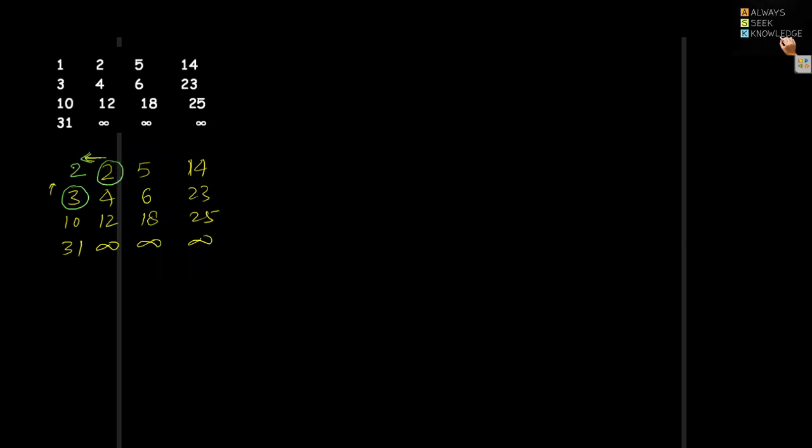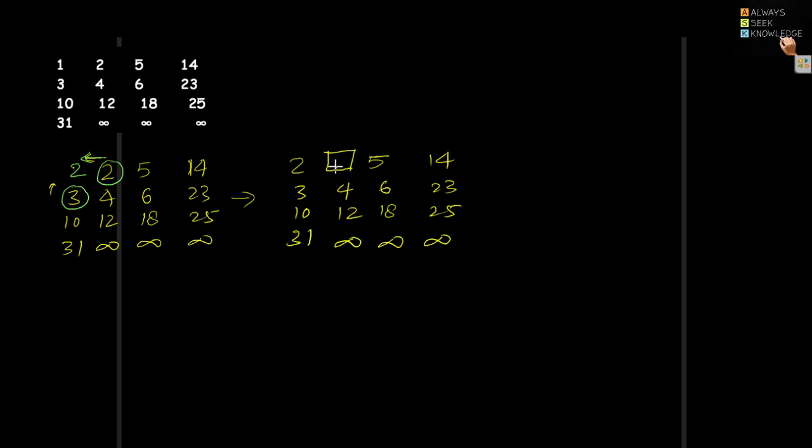So let's draw a new tableau from here. So I am writing 2 is here, okay, and 3 is here, 10, 31. Then this place I am making as empty, and then 5 is here, 14 is here, okay. Then here 4, 12, infinity. Here 6, 18, infinity. Here 23, 25, and infinity. Now we need to decide the value which will come here to replace this particular place, to fill this place.